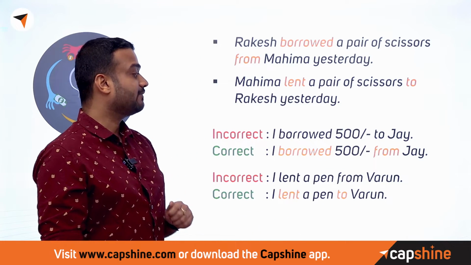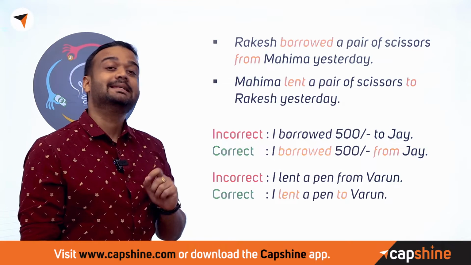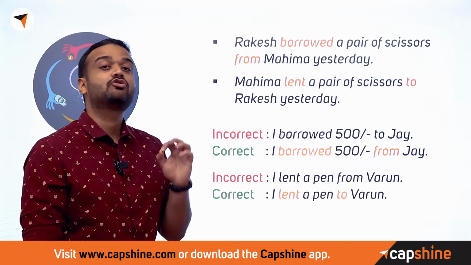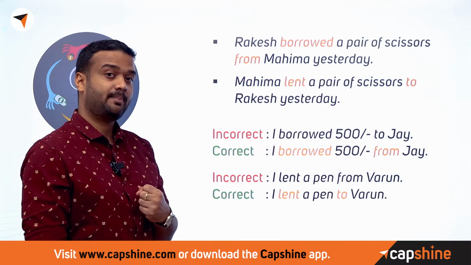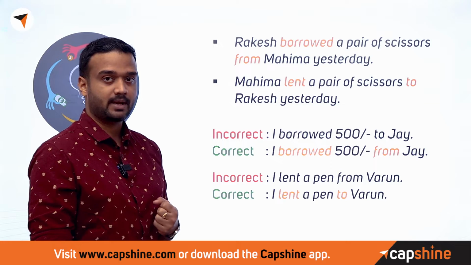I lent a pen from Varun. This is incorrect. Instead, you would say, I lent a pen to Varun, which means you gave Varun a pen. If you took a pen from Varun, you would say, I borrowed a pen from Varun.